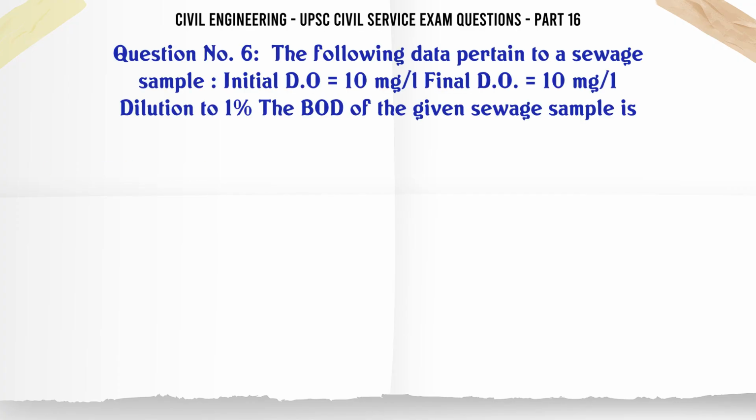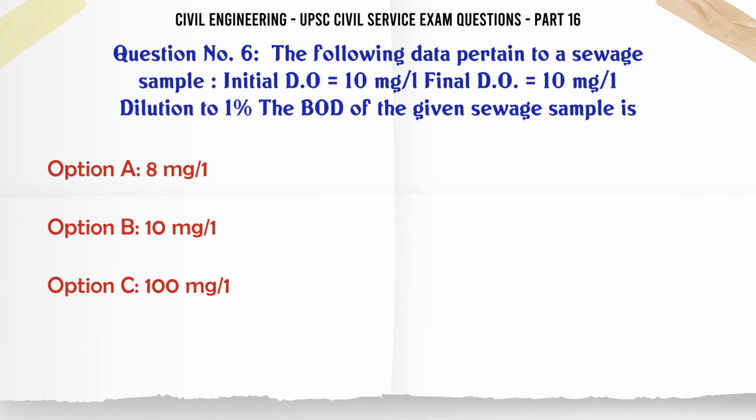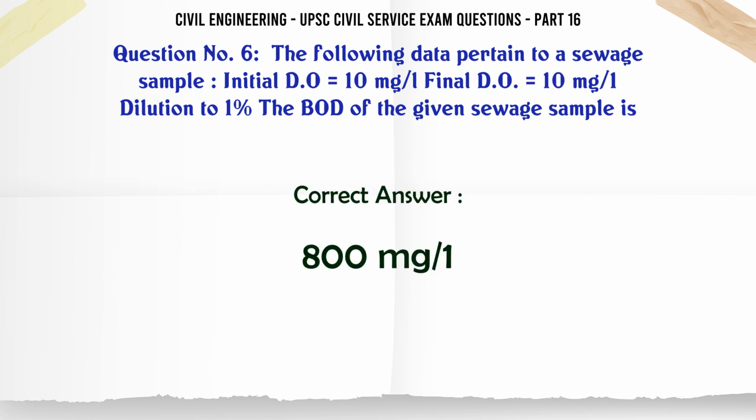The following data pertain to a sewage sample: initial DO 10 mg/L, final DO 2 mg/L, dilution 1 to 100. The BOD of the given sewage sample is A. 8 mg/L, B. 10 mg/L, C. 100 mg/L, D. 800 mg/L. The correct answer is 800 mg/L.